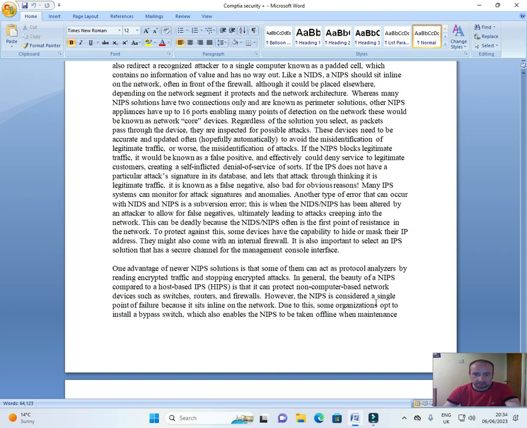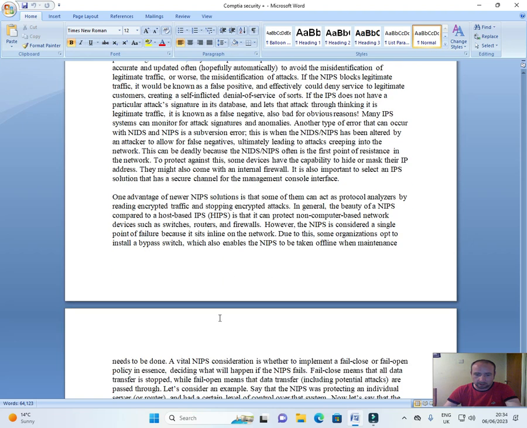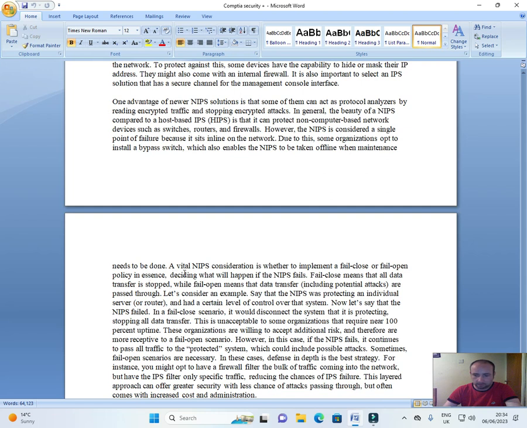However, the NIPS is considered a single point of failure because it sits in line on the network. Due to this, some organizations opt to install a bypass switch, which also enables the NIPS to be taken offline when maintenance needs to be done. A vital NIPS consideration is whether to implement a fail close or fail open policy, in essence deciding what will happen if the NIPS fails.